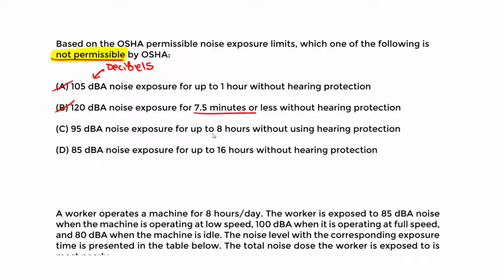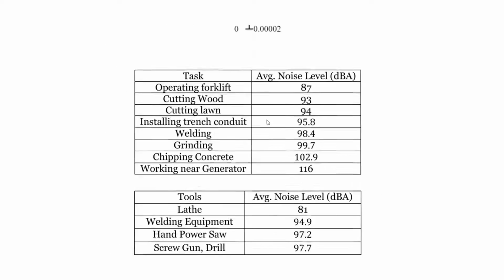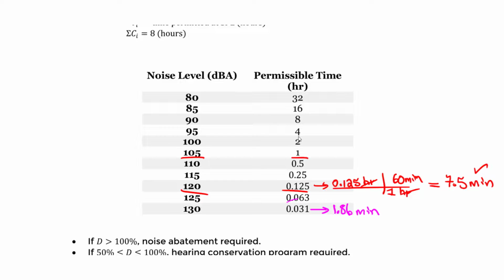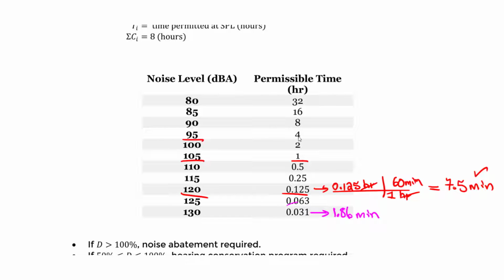So that one's out. Now this one: 95 for exposure for up to 8 hours without using hearing protection. For 95, let's check that in the table. 95 is here. It says 4 hours. So that one is actually not true, and that's actually the answer. It's not true because for 95, the permitted time is 4 hours, not 8 hours.